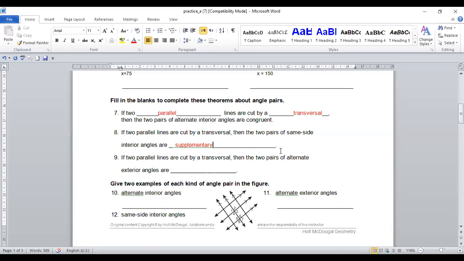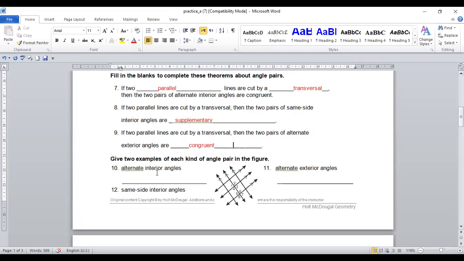Just now we solved one. I showed you one. The angles inside add up to 180. So any angles which add up to 180 are called supplementary, which are angles on a straight line. If two parallel lines are cut by a transversal, then two pairs of alternate exterior angles are equal, or you can use the mathematical word congruent. So it's the same idea. The alternate exterior angles, the angles which are outside and opposite, are congruent, they are equal.